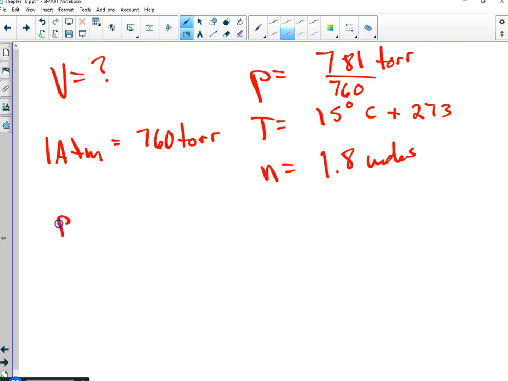And then you're ready to plug and chug, right? PV = nRT says PV equals nRT. So V must be equal to nRT over P, correct? So just plug that in.